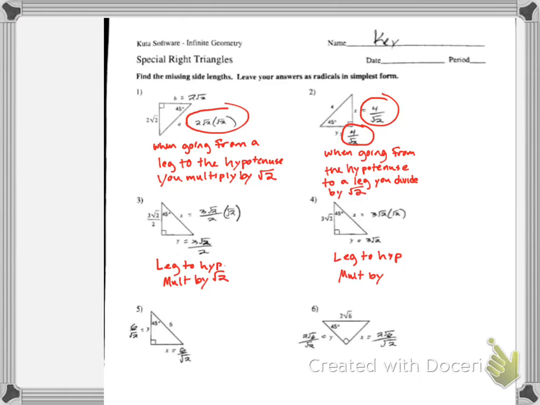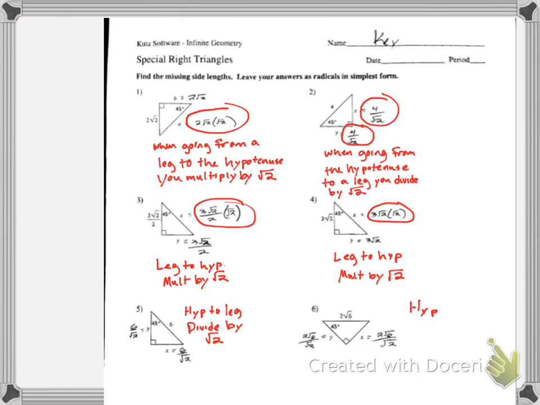Now, number 4, you're going from a leg to the hypotenuse, again multiplying by the square root of 2. In both cases, I have in parentheses whatever the leg was times the square root of 2. Done. Let it be at that. Number 5, hypotenuse to the leg, we're going to divide by the square root of 2. So you see that 6 now with a square root of 2 underneath. There it is being divided.